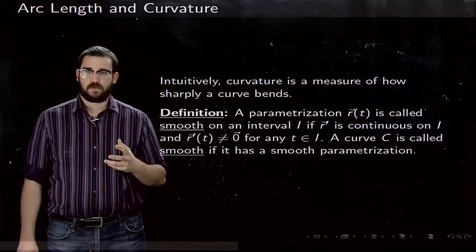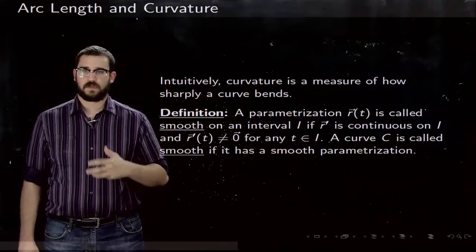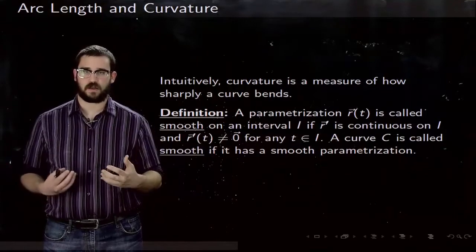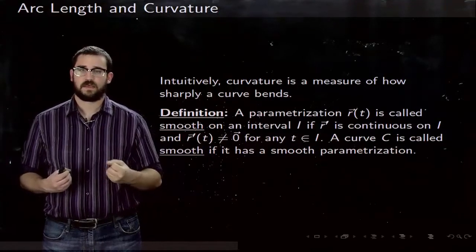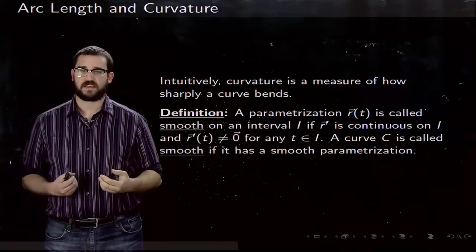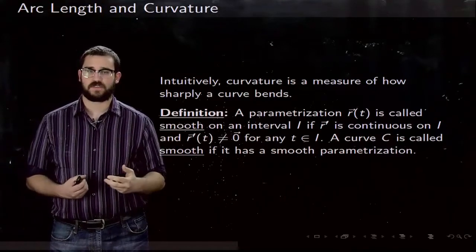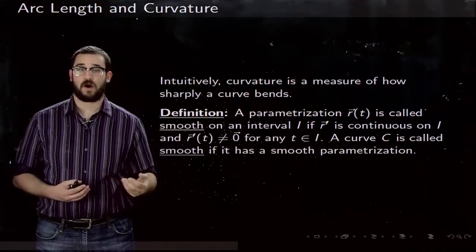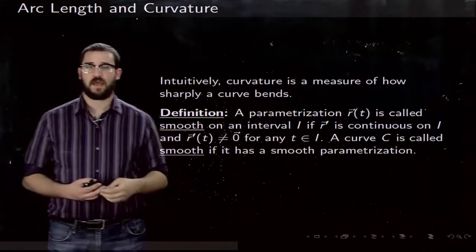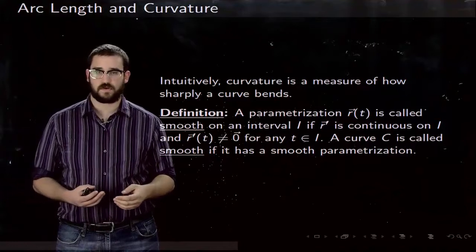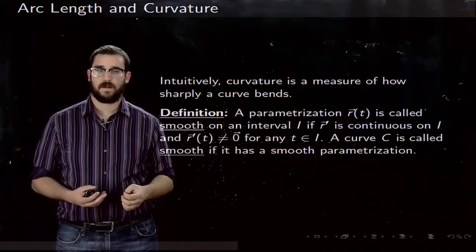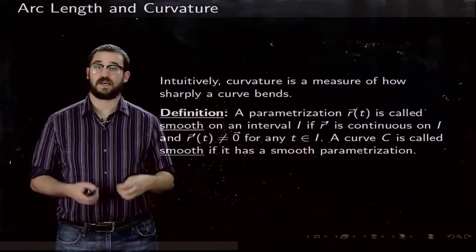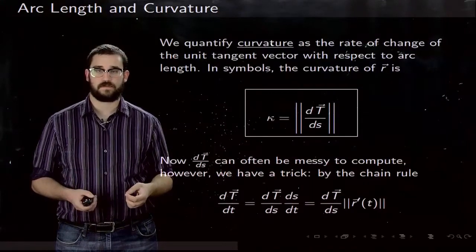Another concept that we look at is curvature. Intuitively, curvature is a measure of how sharply a curve bends. So let's define this. A parameterization r of t is called smooth on an interval I if r prime is continuous on I and r prime of t does not equal the zero vector for any t in I. The curve C is called smooth if it has a smooth parameterization.